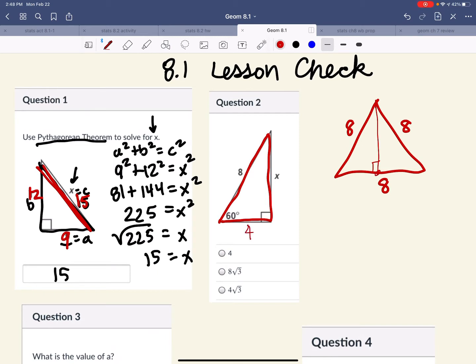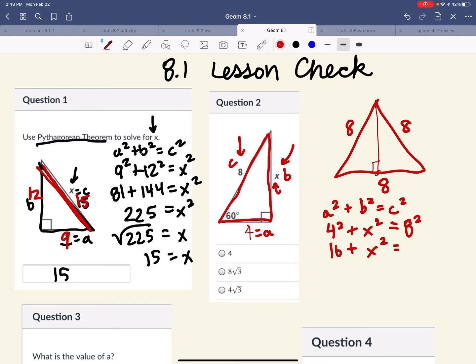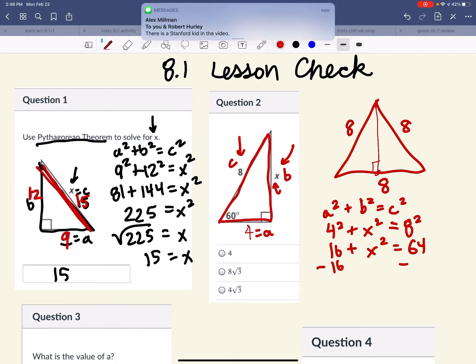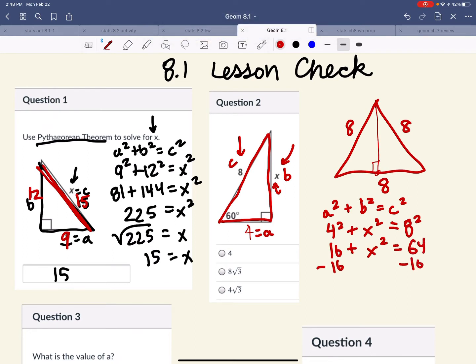And then we can use Pythagorean theorem here if we want to solve for this missing side. We'll call this A, and we can call this B and call that C. So A is 4. B they're calling x, okay. And C is 8. Okay, so x is equal to the square root of 48, but that's none of our choices.